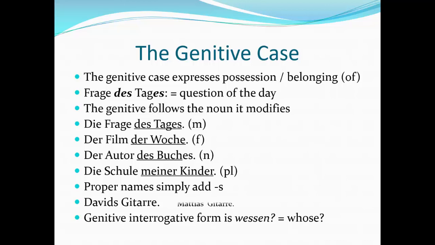Oh, and just a note on the apostrophe. Notice in the first example, Davids Gitarre, the name David does not have an S in it normally. So when we need to add an S, in English we would have apostrophe S, but this doesn't work in German the same way as it does in English. But if the name ends in an S, such as Matthias, we would add an apostrophe at the end, but without adding the S. So Matthias' Gitarre. Okay, so let's move ahead.